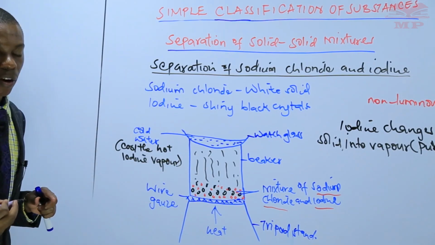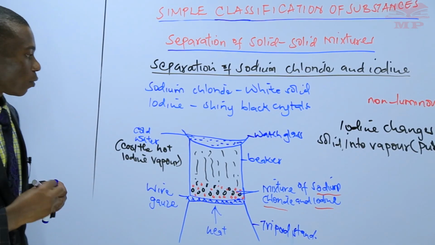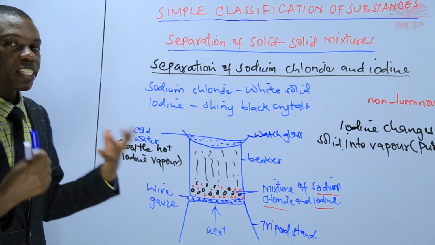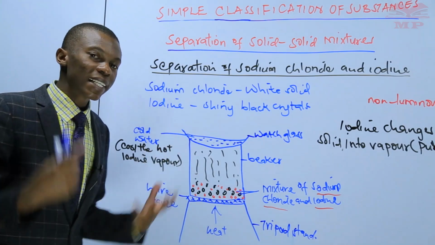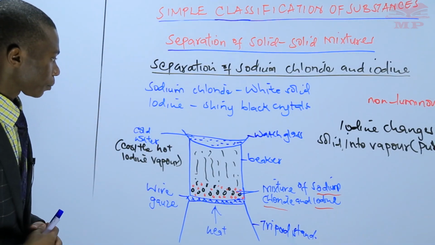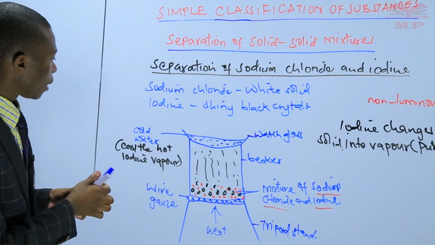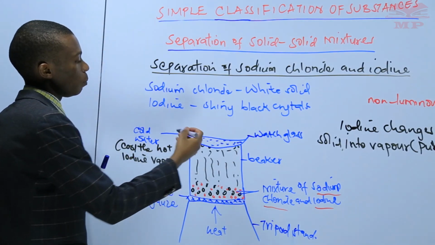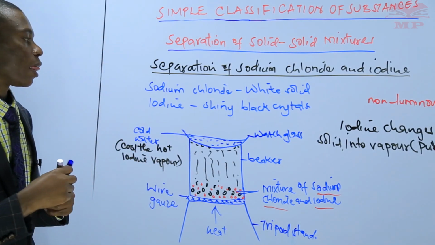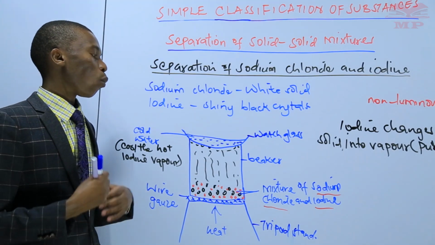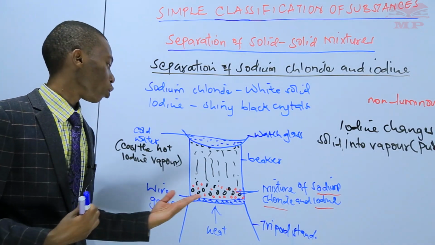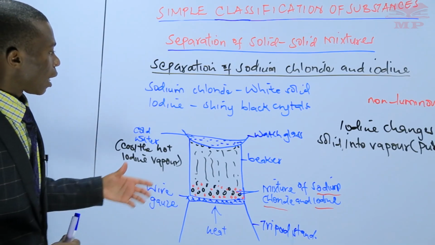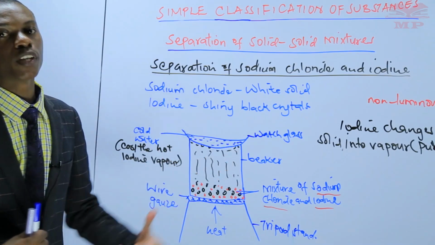To cool the hot iodine vapor. Therefore, iodine changes from a solid to a gas directly. After some time, we are going to see all the iodine will be at the bottom of that glass beaker. Once you remove that glass beaker, after all the iodine has changed from solid to gas, then you pour this water and you leave it to cool.